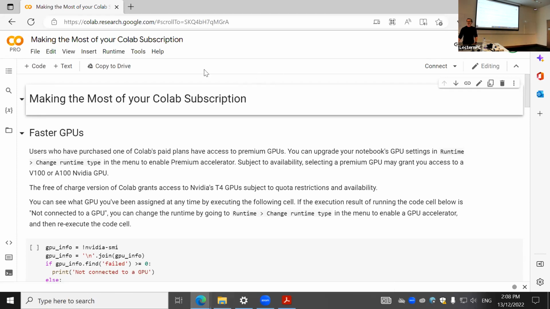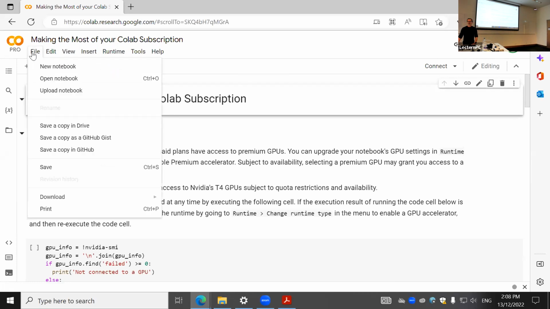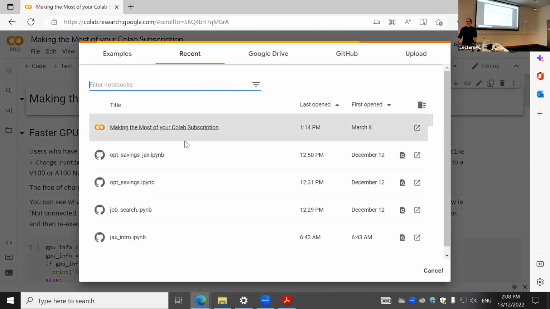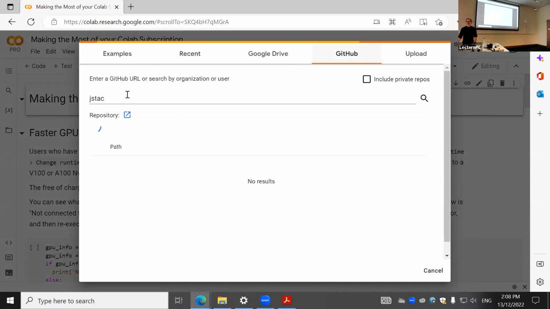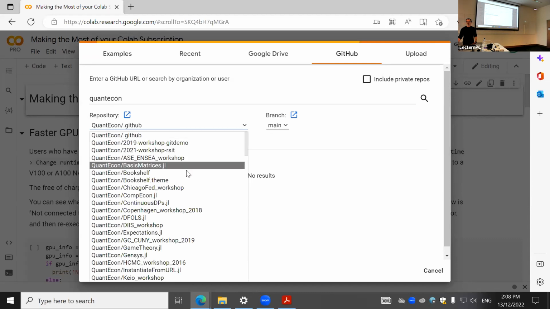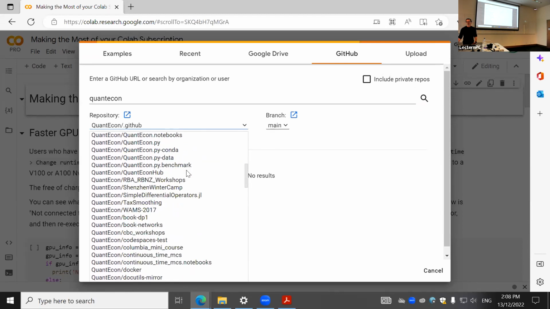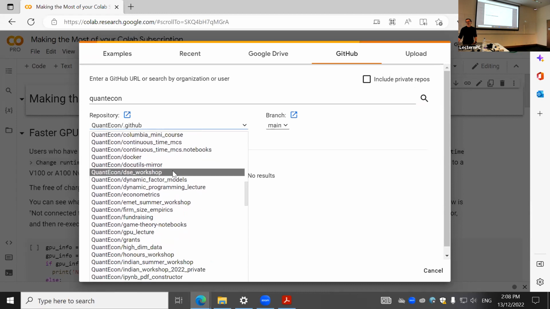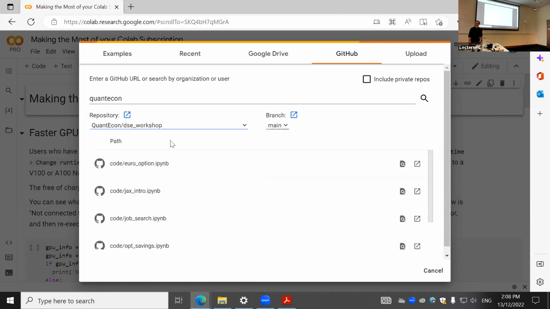Okay, so the way I'm going to get connected, let's see if it actually works. I'm going to open a notebook, so I hit open. And then from here, I'm going to go to GitHub. JStack is my repo. Hit enter. And now I get all the repositories, and here I'm going to scroll down to the one that I introduced you to at the start of my call, which is DSE workshop. And I'll see a collection of notebooks here.